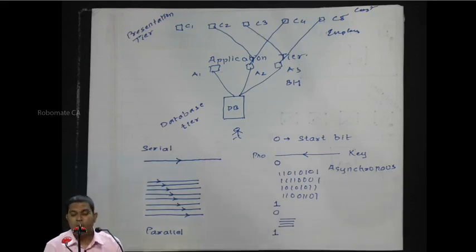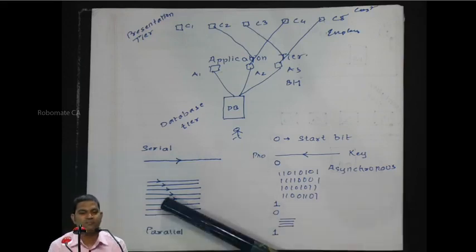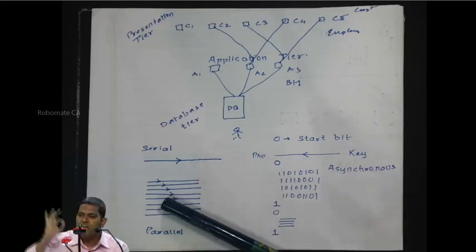And the last one is depending upon the direction. Now, depending upon the direction, again, we have three types. The first one is called simplex connection. Simplex connection refers to that type of data transfer or data communication which has only one direction. Data will be transferred in only one direction.